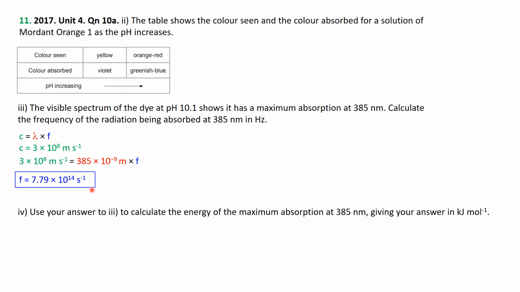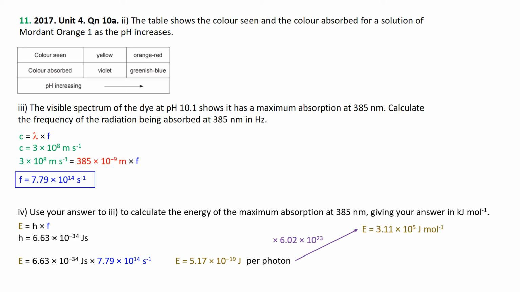And then it says use our answer to 3 to calculate the energy, so we hope we got it right. Energy relates to frequency using E equals h times f. So the same kind of calculation that we've done before. Energy is 5.17 times 10 to the minus 19 joules when we pop everything into Planck's equation. Trouble is, of course, this is joules per photon. It doesn't want per photon, it wants per mole. So we multiply by 6.02 times 10 to the 23 to give us joules still per mole. It wants kilojoules per mole, so divide by 1,000, and we get 311 kilojoules per mole.